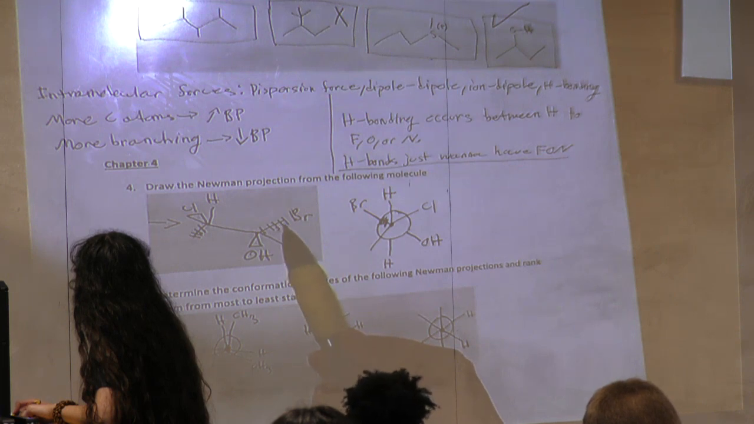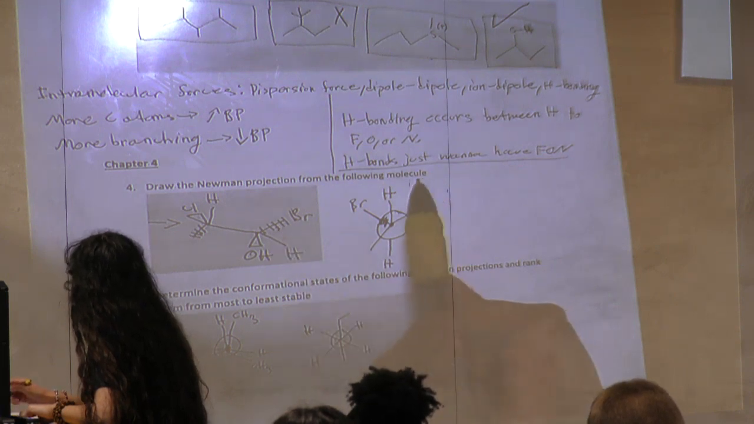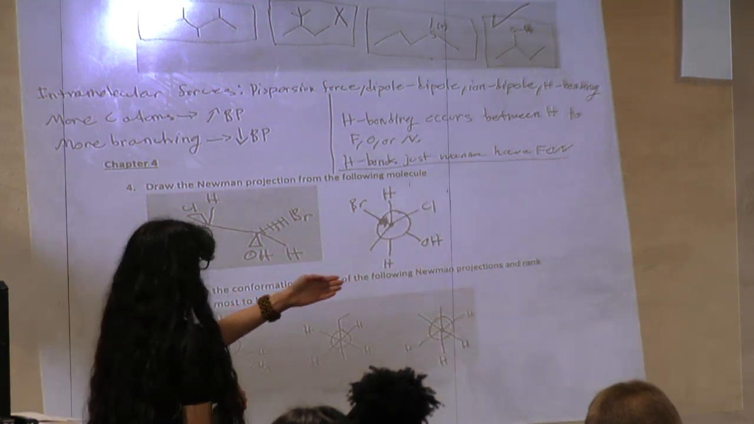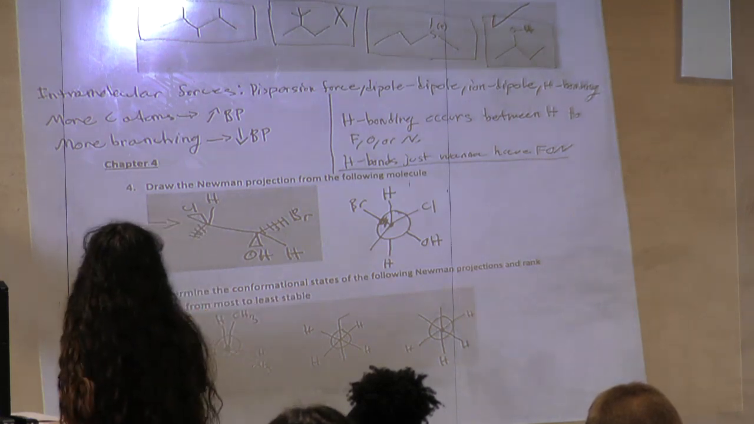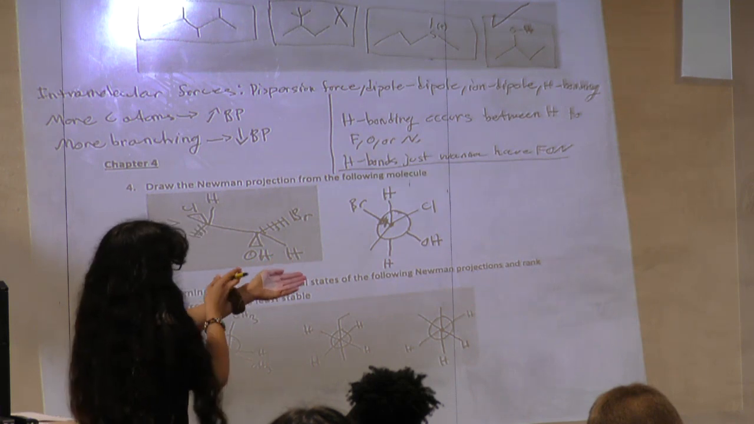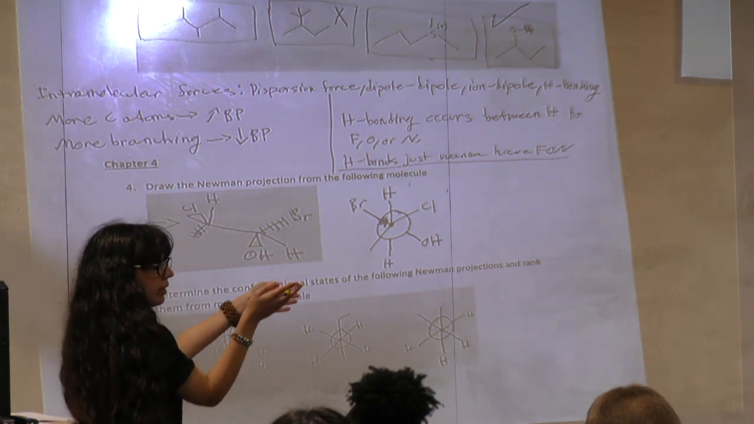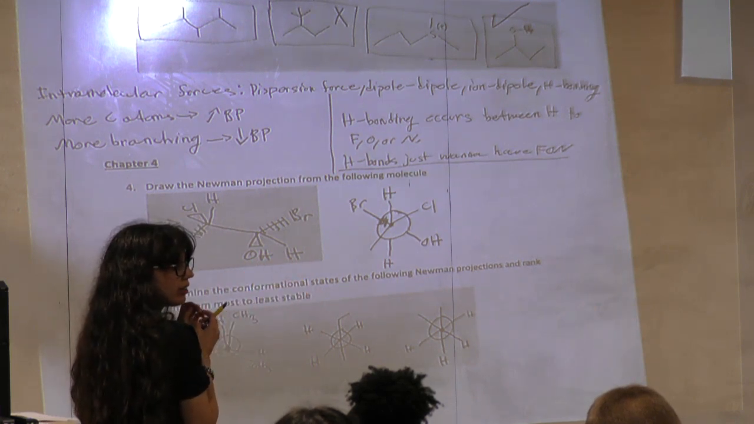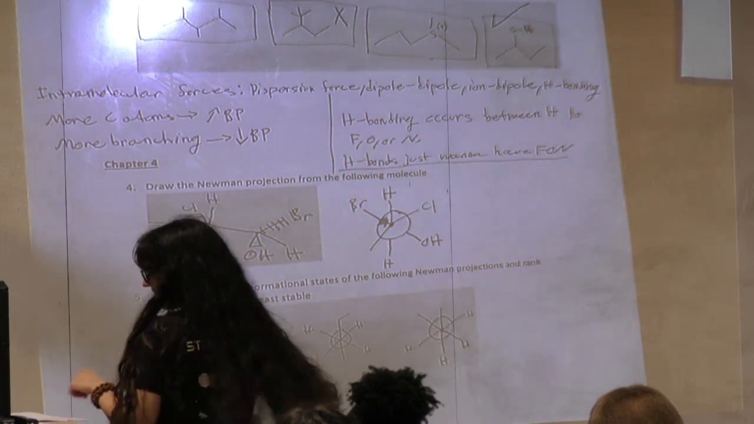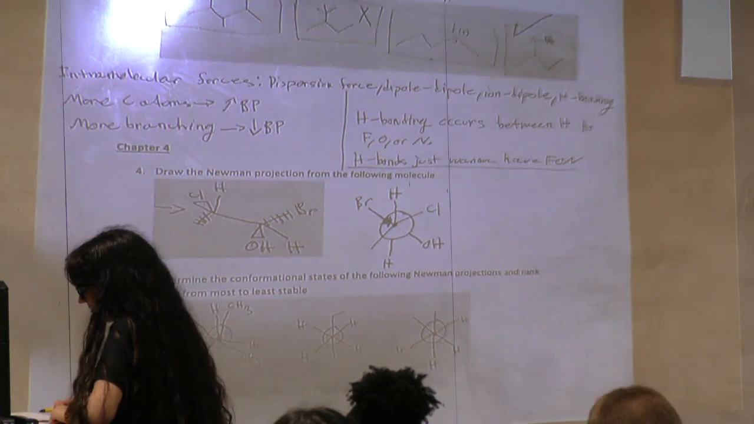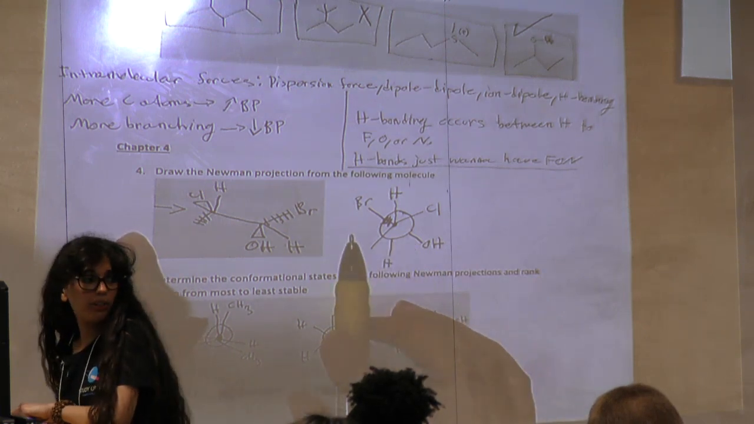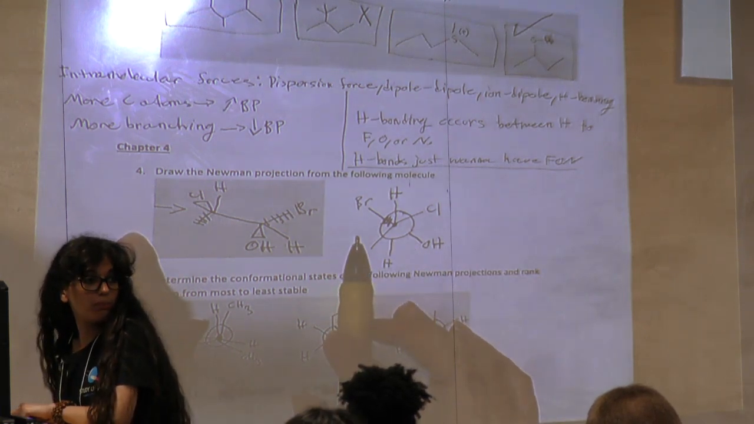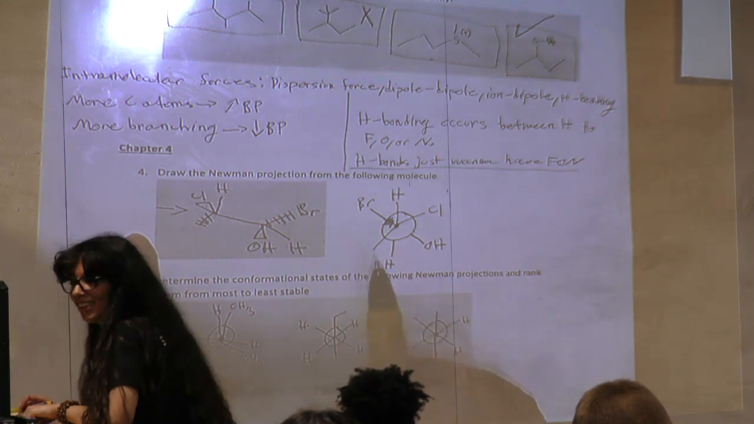Whatever's on dashes is going into the plane. So since we're looking this way, it's going into the plane, so it's to our left. Wedges are coming out of the page, so if you're looking from this direction and it's coming out of the page, it's to your right. Wedges, yeah. Oh, I'm sorry if I said that. Did that make more sense? Yeah? Okay.